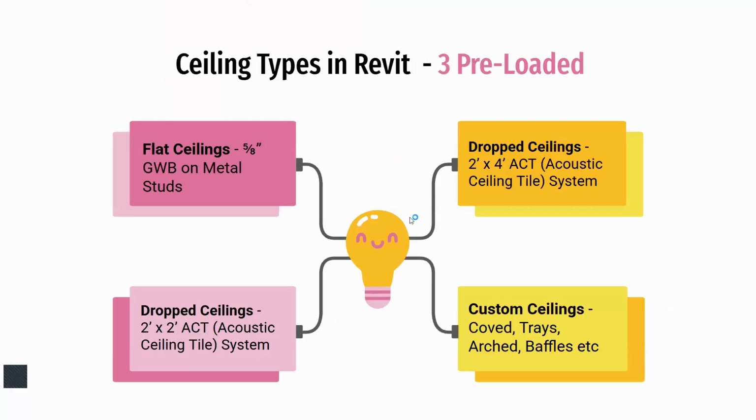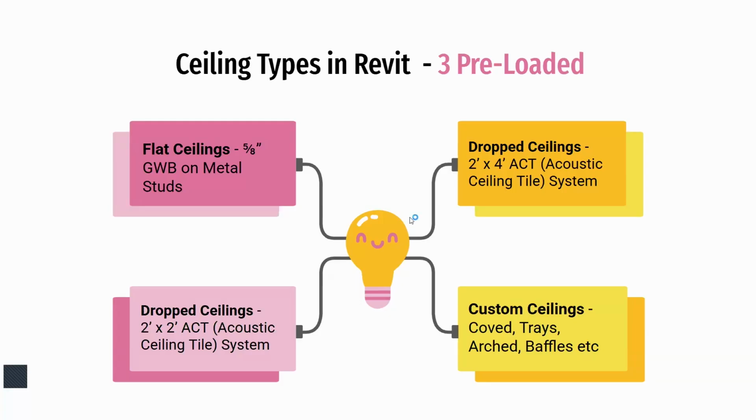All right, so in Revit, there are three types of ceiling that are already preloaded. So flat ceilings, up in the top left, are the ones typical to those of you in homes, where it's made out of gypsum board, the same material as your wall. In commercial buildings, usually that's metal studs, and then they put gypsum board as the interior finish. Then the other two categories, on the top right and the bottom left, are what's called drop ceilings.